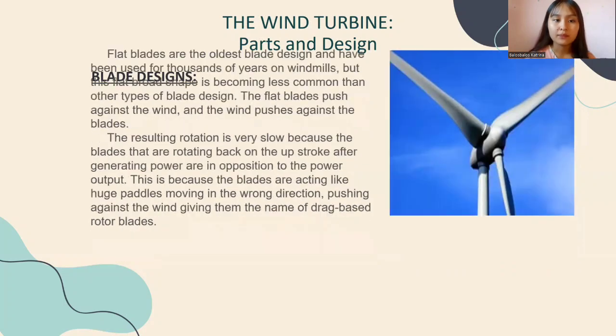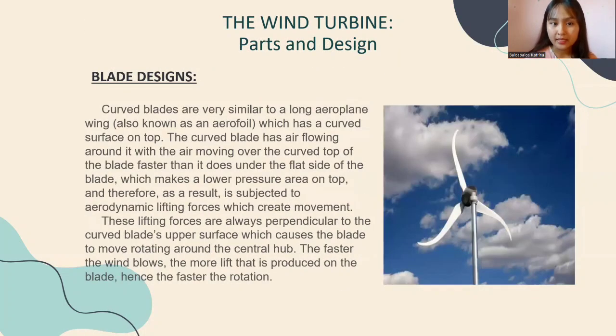The second one is the curved blades. Curved blades are very similar to a long airplane wing. It is also known as an aerofoil, which has a curved surface on top. The curved blade has air flowing around it with the air moving over the curved top of the blade faster than it does under the flat side of the blade, which makes a lower pressure area on top and therefore as a result is subjected to aerodynamic lifting forces which create movement.